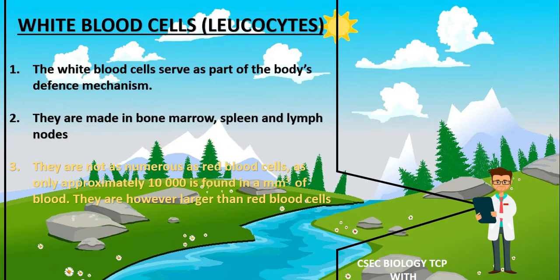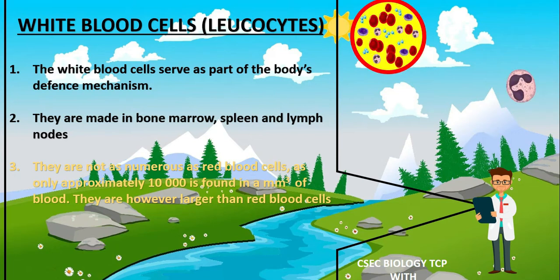White blood cells are called leukocytes. The white blood cell serves as part of the body's defense mechanism. They are made in bone marrow, spleen, and lymph nodes. They are not as numerous as red blood cells, as only approximately 10,000 are found in a millimeter cube of blood. They are, however, larger than the red blood cell.